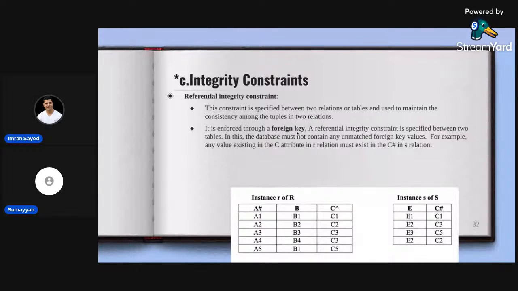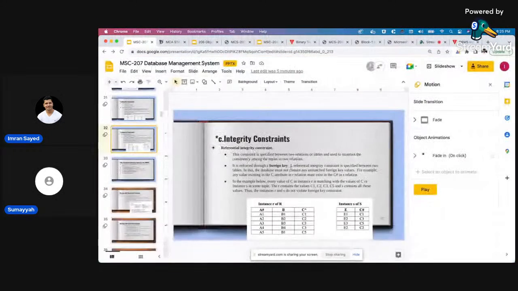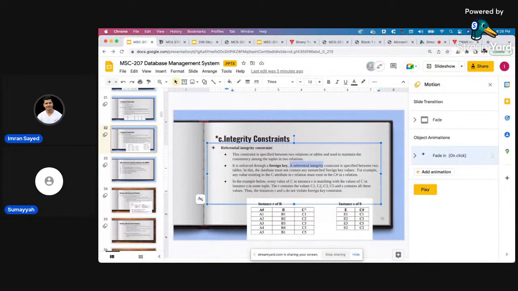Import to a foreign key. It's specified between two tables. Again, we are repeating this. We should remove this. We are repeating this statement.